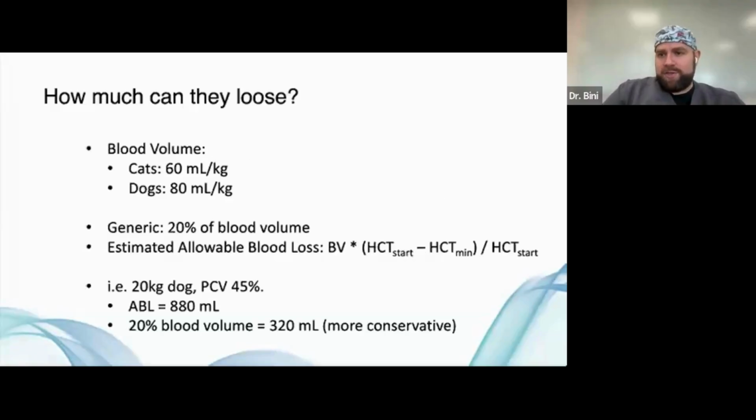So how much can our patients lose, right? The blood volume in cats is 60 ml per kg, and in dogs is 80 ml per kg.